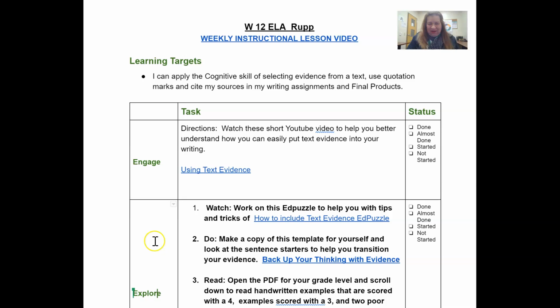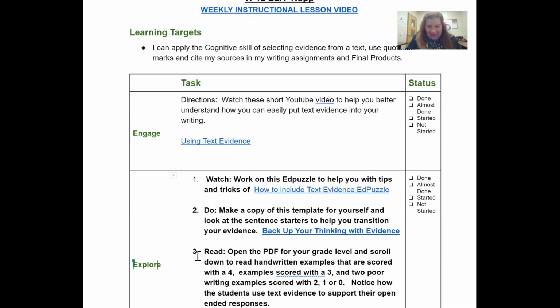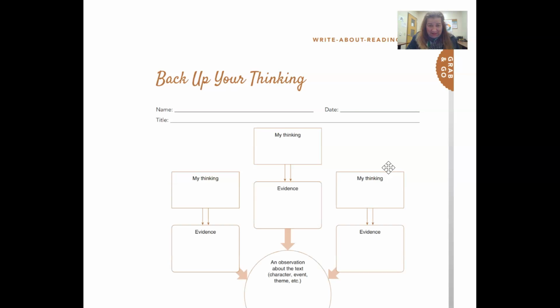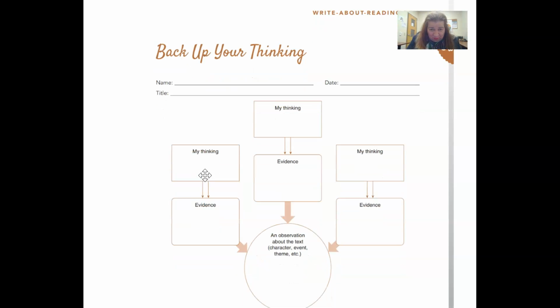The second one is explore. Do this Edpuzzle. Edpuzzle is great because it's a good review tool about text evidence and how to do it. It's kind of a how-to guide. The next thing is to take a look at this graphic organizer. Let me open this one up to go over it with you. Here it comes. It's called Back Up Your Thinking. Now, you don't really have to do this as much as look this over, please.